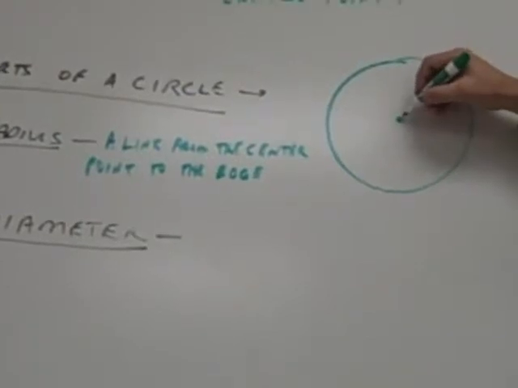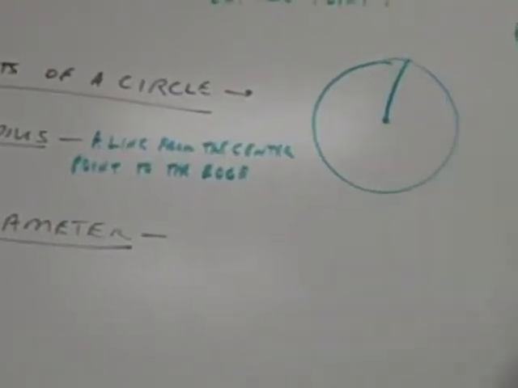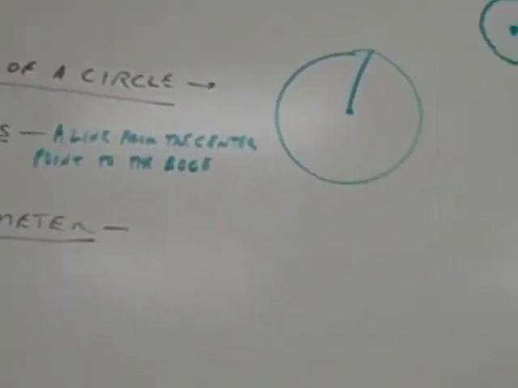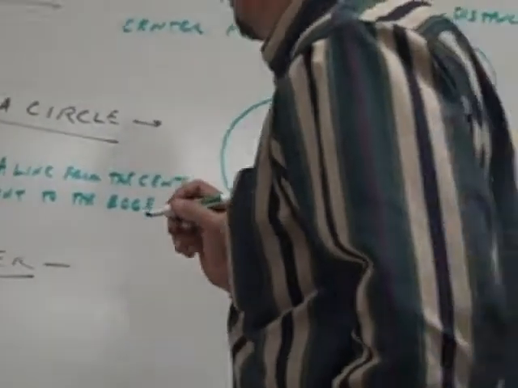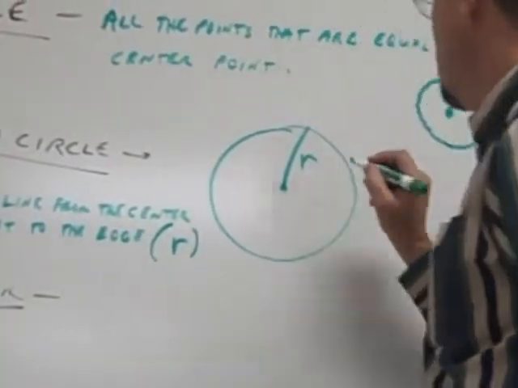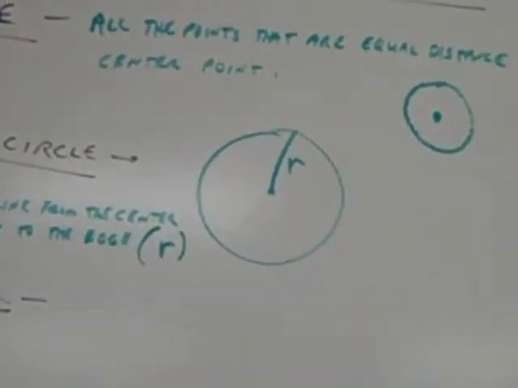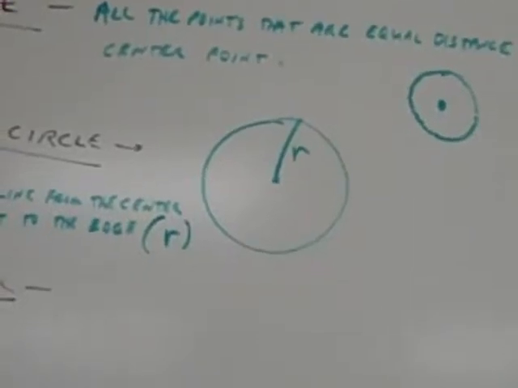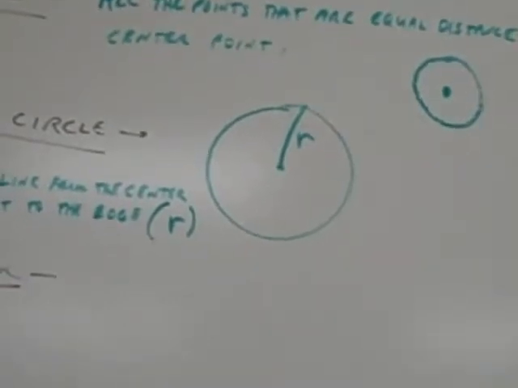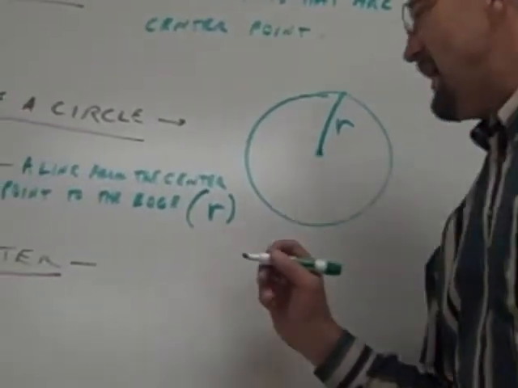So, from the point right there, how do we abbreviate it? Just plain old R. That's a radius. Now what's the other thing? Diameter. Well, how are we going to define the diameter?